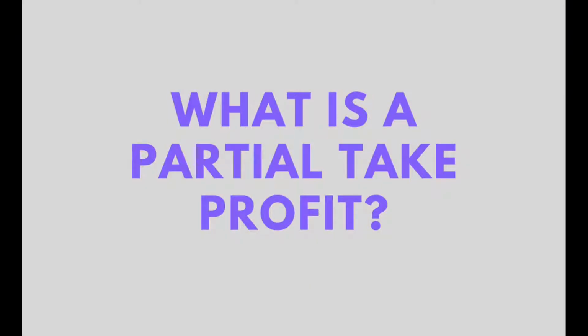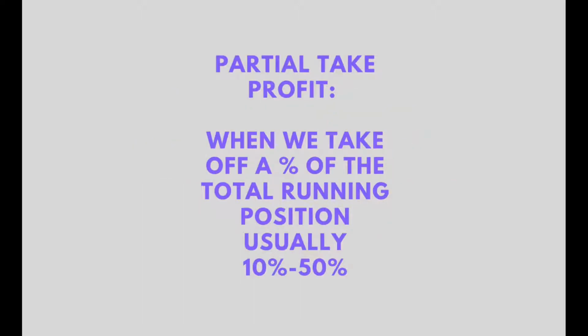So before we go into some technical examples of how to use a partial take profit, what do we mean by a partial take profit? A partial take profit is a take profit that we set where we take off a percentage of the position that we have running on a trade. This tends to be around 50% to around 10% generally.